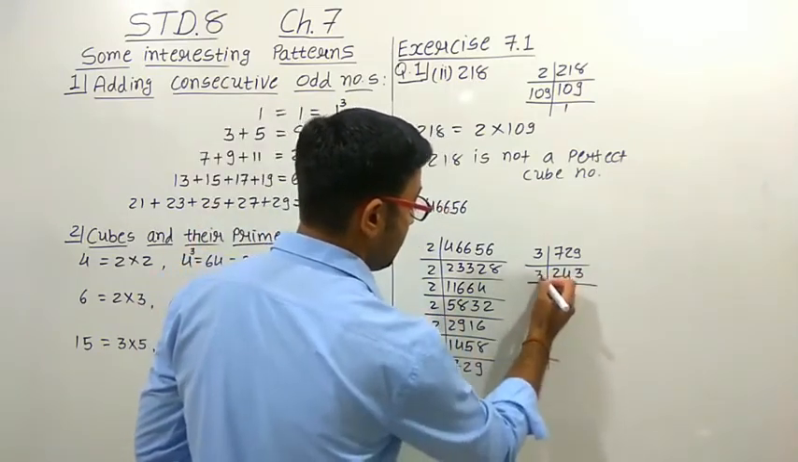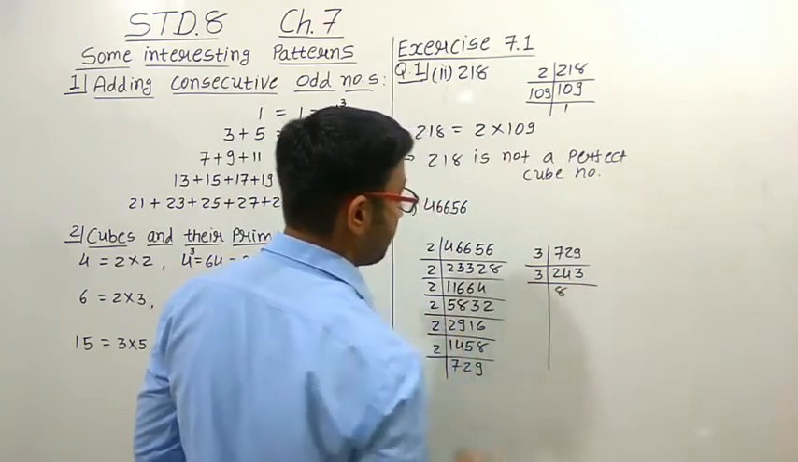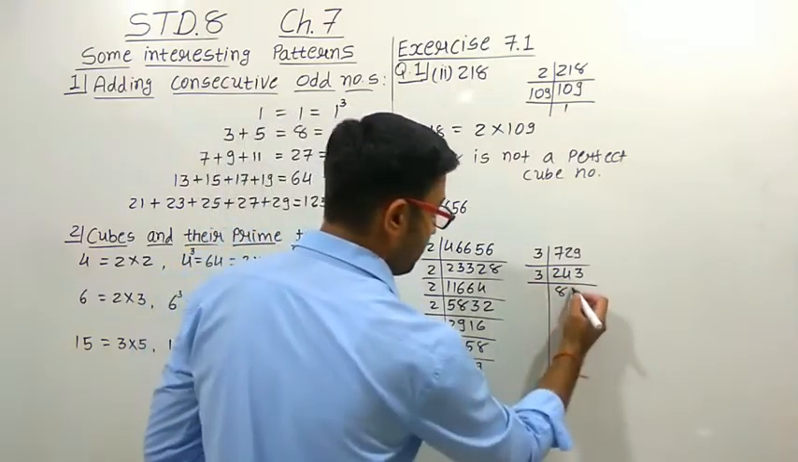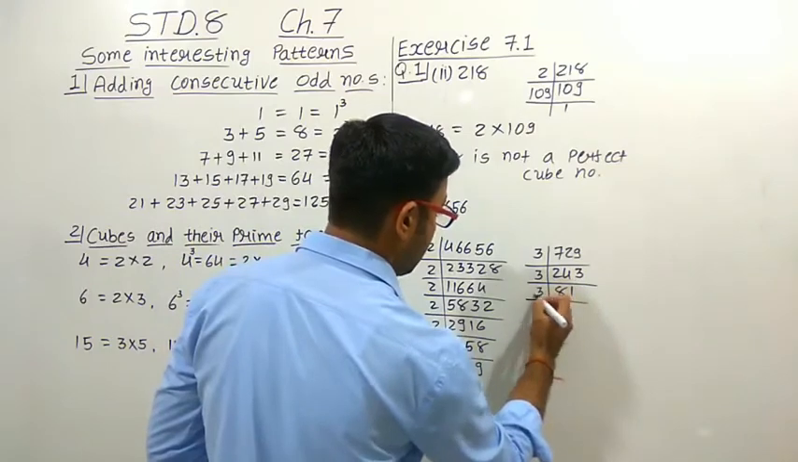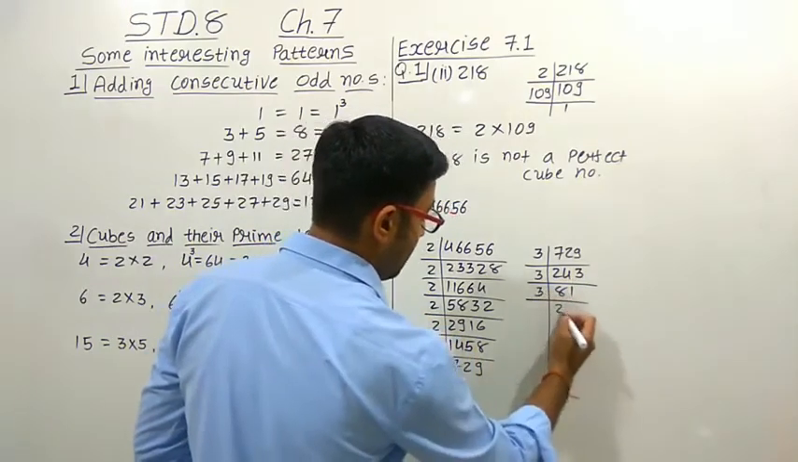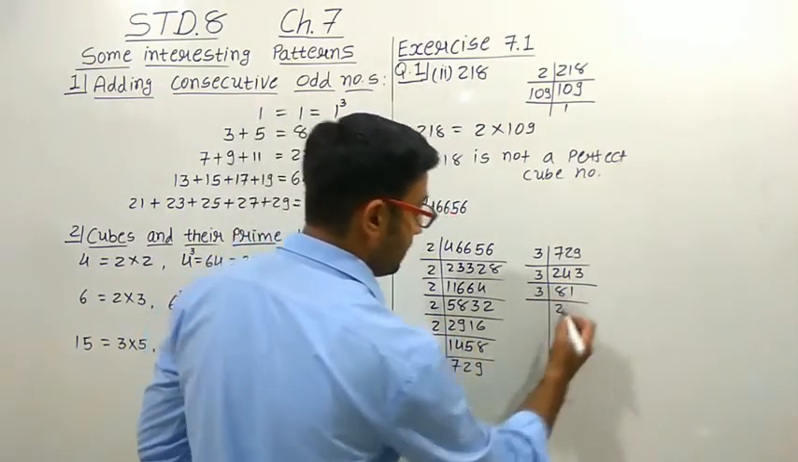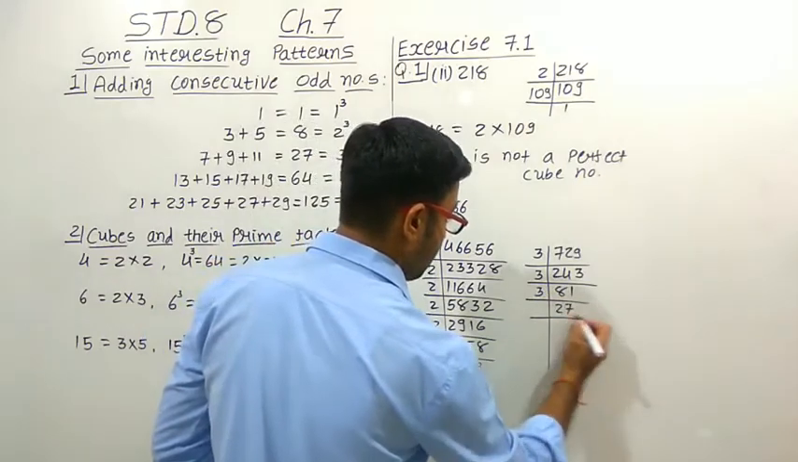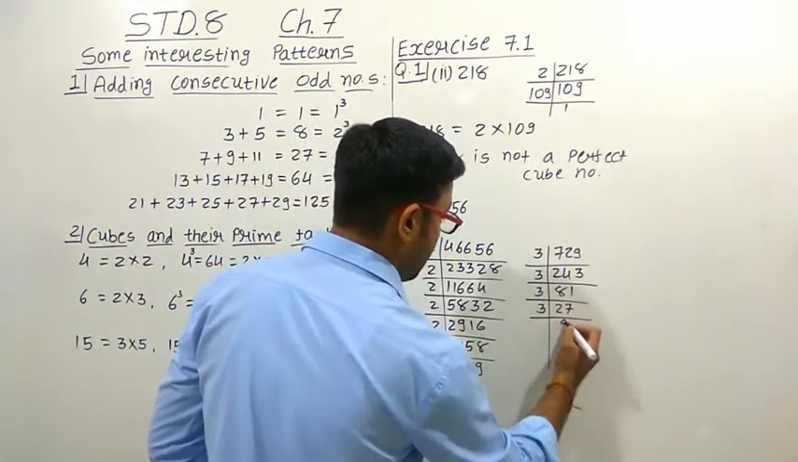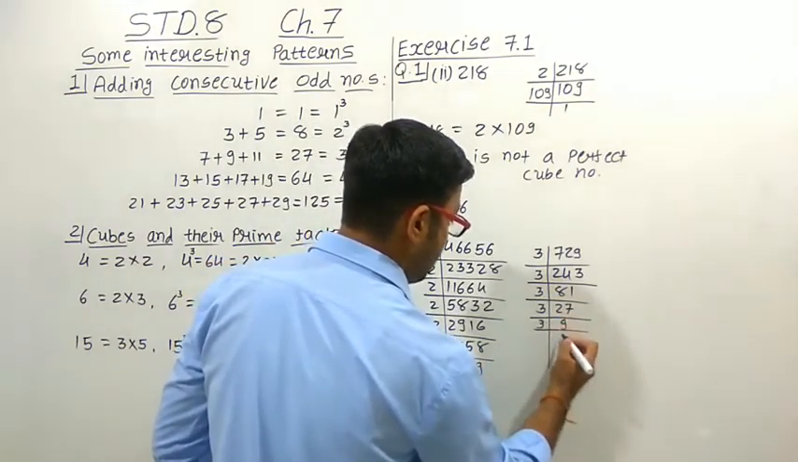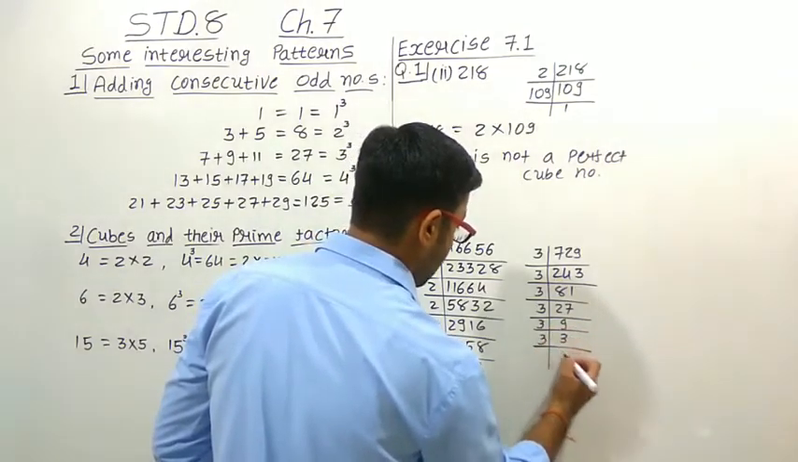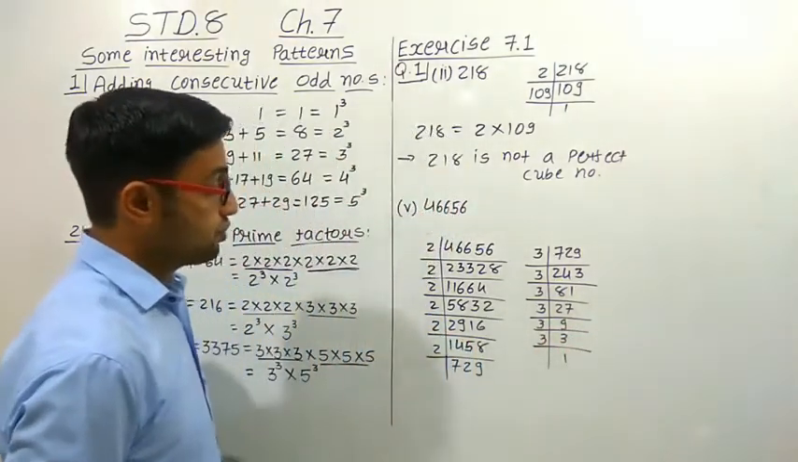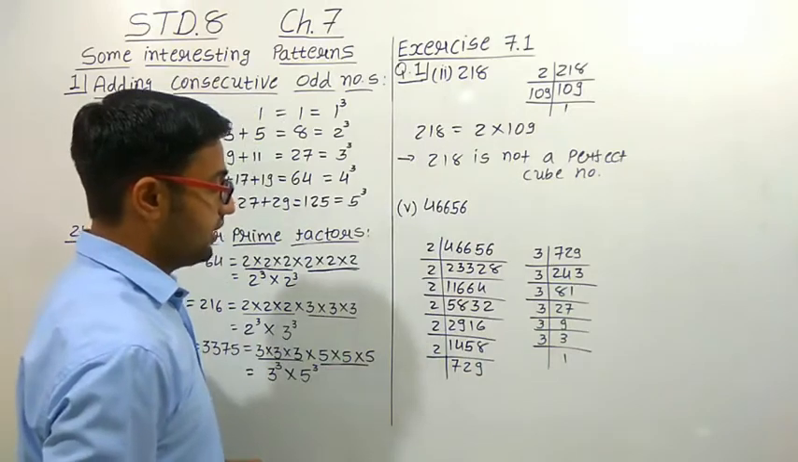Again divide by 3. We get 3 eights are 24 and 3 ones are 3. Again divide by 3. We get 3 twos are 6 and 3 sevens are 21. Again divide by 3. We get 9. When we divide by 3, we get 3. Again divide by 3, we get 1. So see how many factors we are getting here.